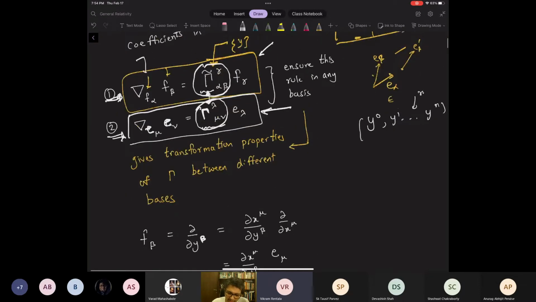So is the idea clear that we're trying to find a relationship between these two connection coefficients expressed in different bases? Any questions at this point?